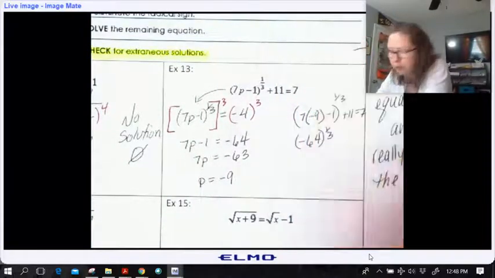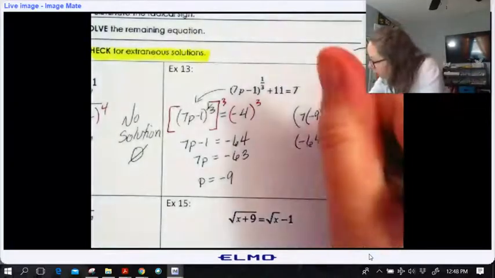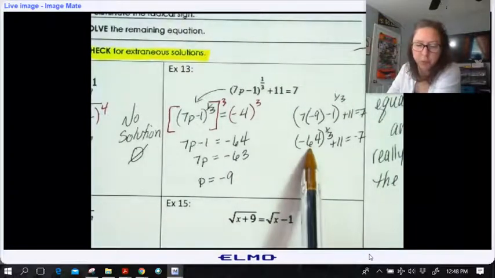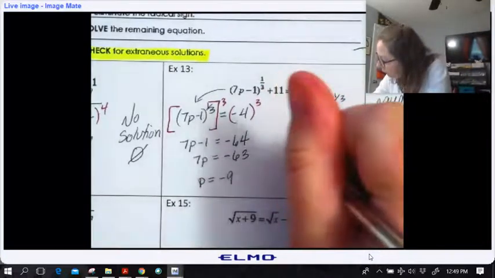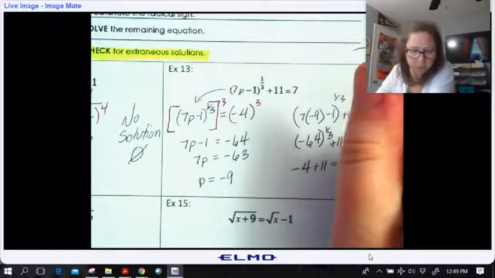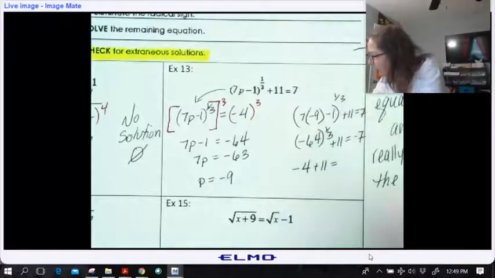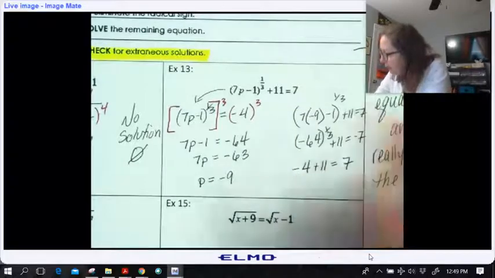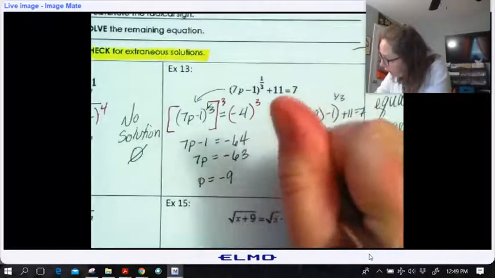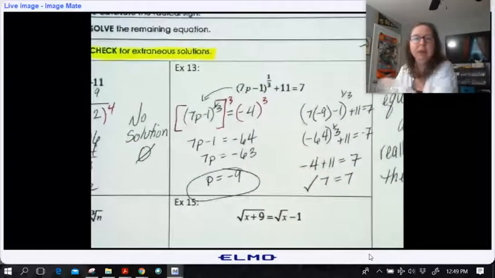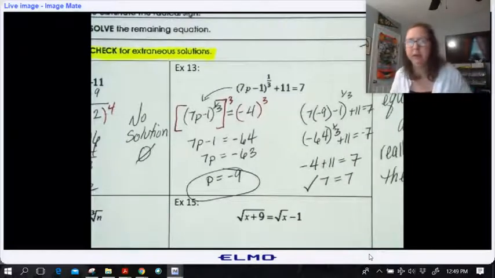And that's to the 1/3 plus 11 equals -7. Okay, now the cube root of -64 is -4 plus 11 equals, is it supposed to equal -7? Why do I keep saying negative? It's not negative. -4 plus 11 is 7. So this one checks out. Okay. So that means that p equals -9 is a solution. It is a solution.